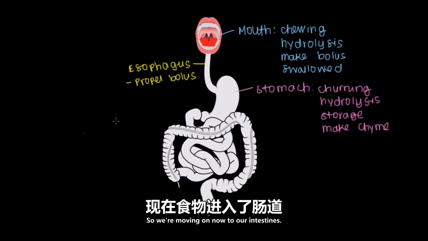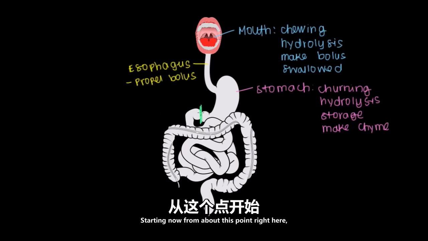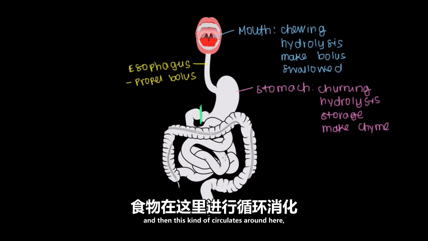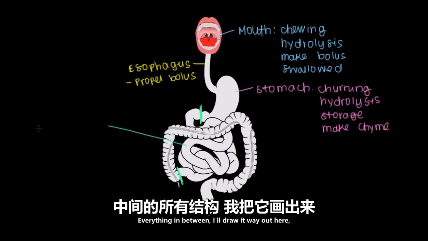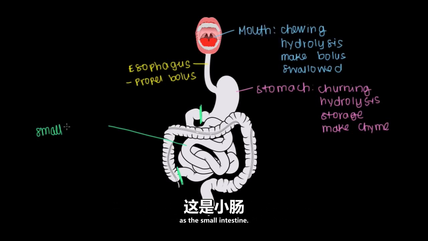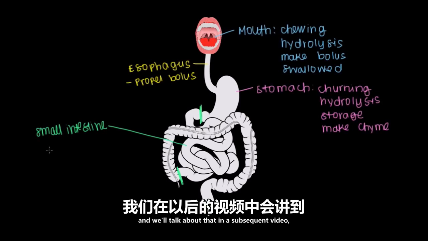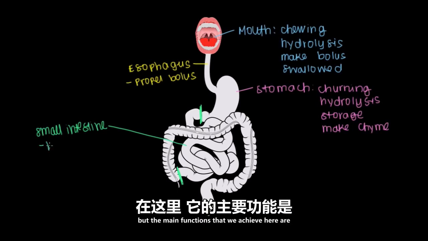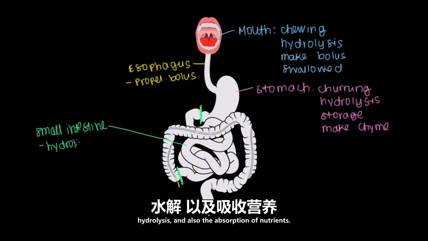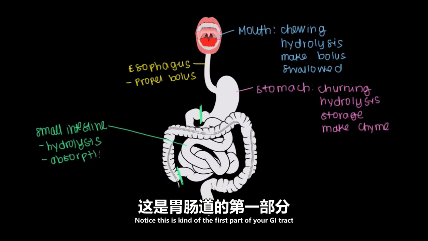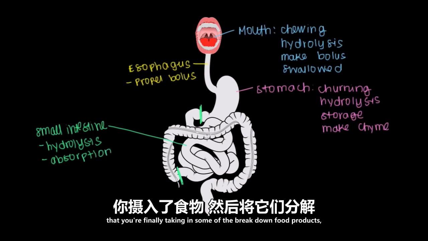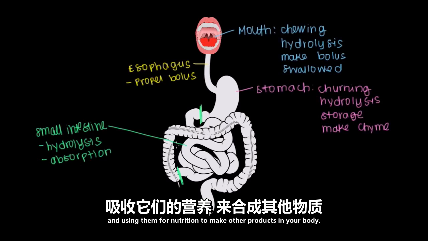So we're moving on now to our intestines. Starting from about this point right here, we get our duodenum, and then this circulates around here, and then we end up at this point. Everything in between, I'll draw it way out here, I'm just going to group together for right now as the small intestine. There are three parts to this, and we'll talk about that in a subsequent video, but the main functions that we achieve here are hydrolysis, and also the absorption of nutrients. And notice this is the first part of your GI tract where you're finally taking in some of the broken-down food products and using them for nutrition to make other products in your body.